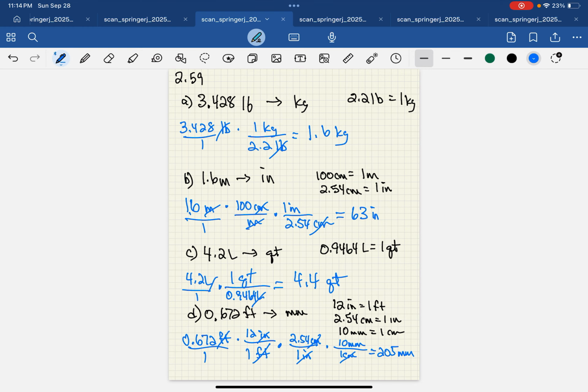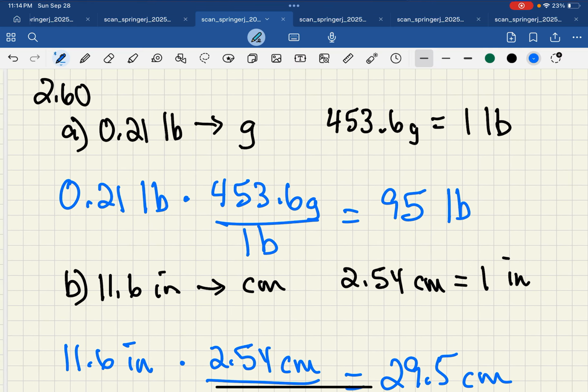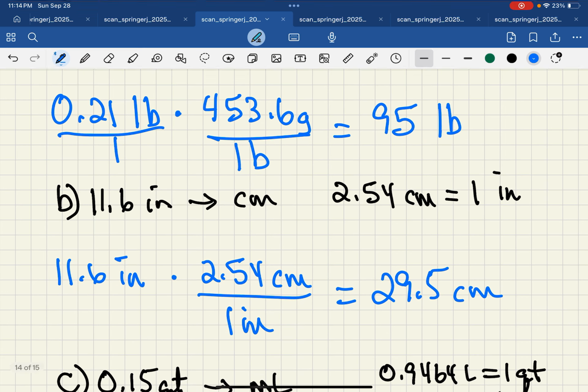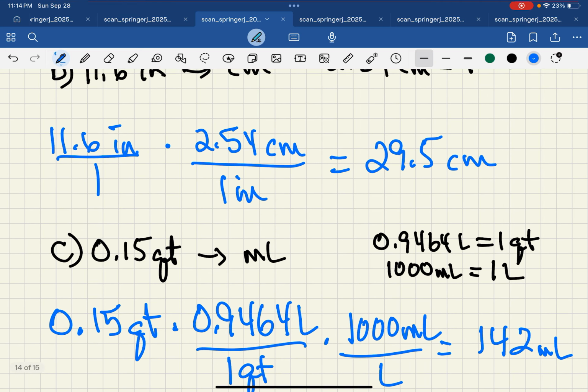Okay, you've unpaused the video. Hope you paused it. Here are the answers for 2.6. For A, I took 0.21 pounds. I multiply that by the 453.6 grams per pound, which was on that chart. It turns out around 95 grams. B, 11.6 inches. I know there's 2.54 centimeters per inch. I get 29.5 centimeters. 11.6 times 2.54.